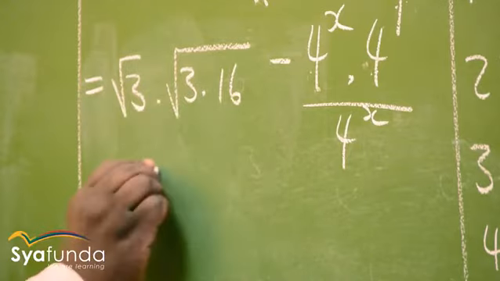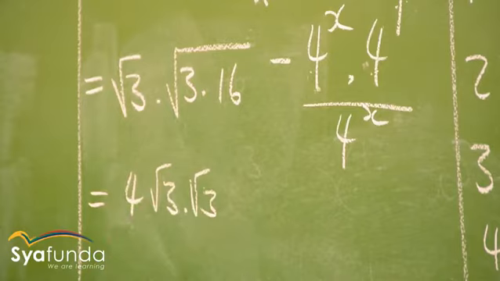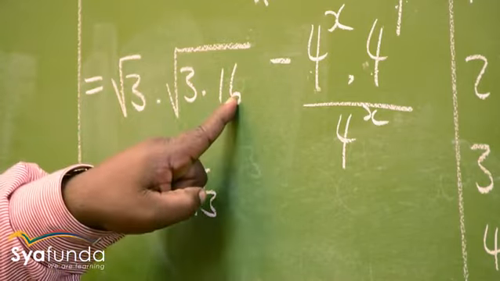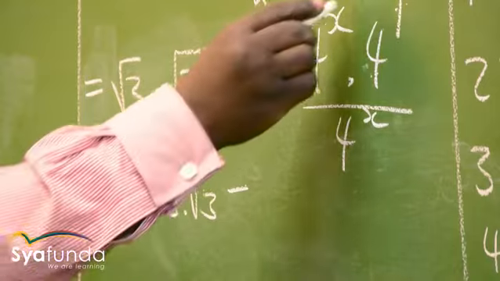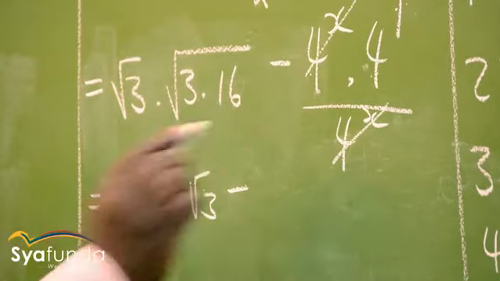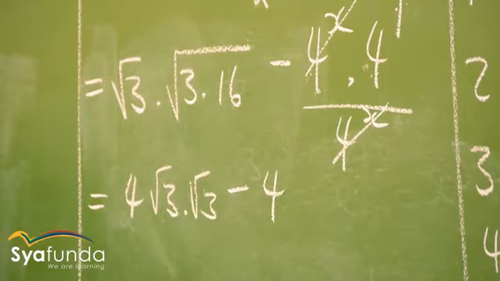Next to it, it is square root of 3, but multiplied by the other square root of 3. So this is the first square root of 3, this is another one, and this is 4, the square root of 16, which is 4 there. Minus. You can see that 4 to the power x can go with 4 to the power x. So this whole thing is minus 4, just minus 4.